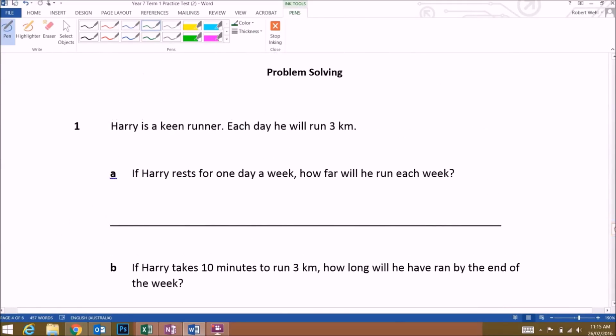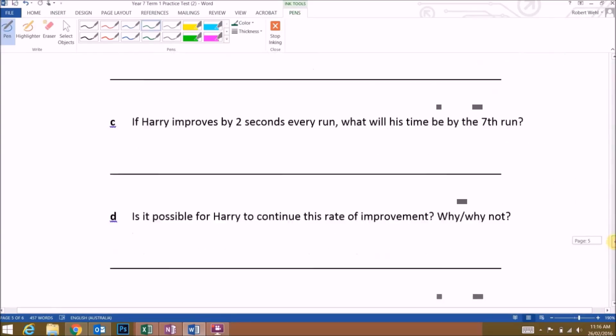Alright, problem solving. Harry is a keen runner. Each day he runs 3 kilometres. If Harry rests one day a week, how far will he run each week? So there's 7 days in a week. Okay. He rests on one of them, so that means he runs 6 days per week. And he runs 3 kilometres per day. So 6 threes, 18 kilometres. Okay. So that's how far Harry runs per week.